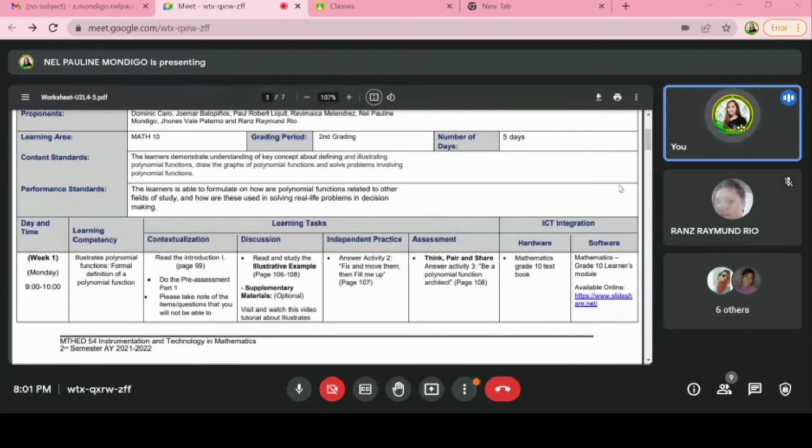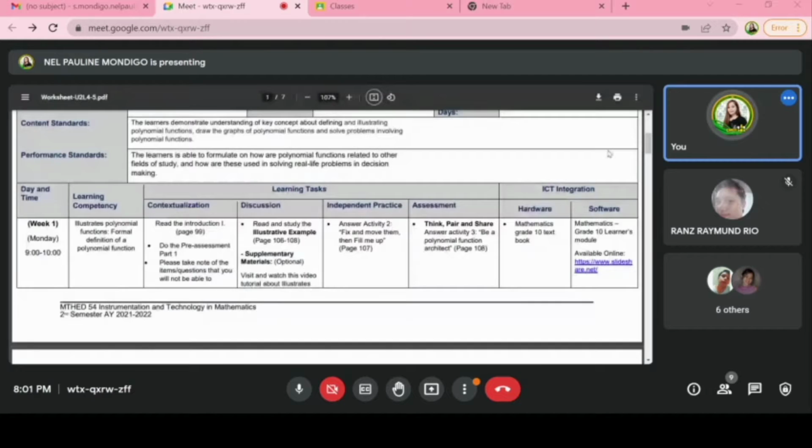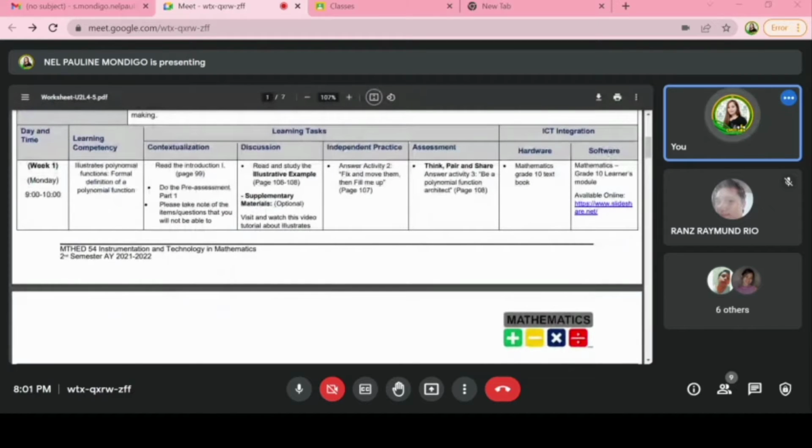For the contextualization, the students read the introduction on page 99 and do the pre-assessment part 1. They will take note of the items or questions that they are not able to answer correctly and revisit them as they go through the module for self-assessment.